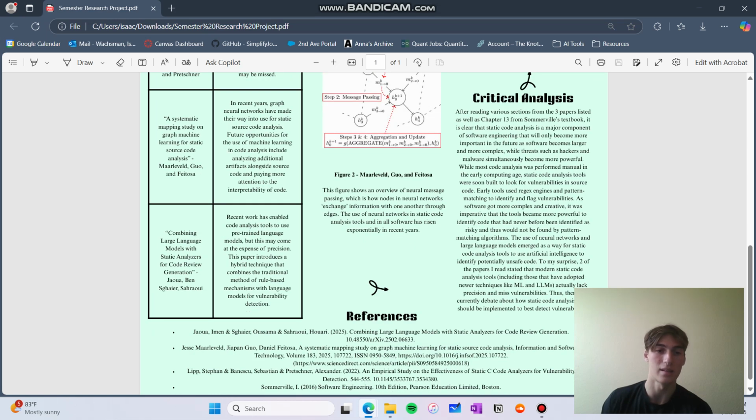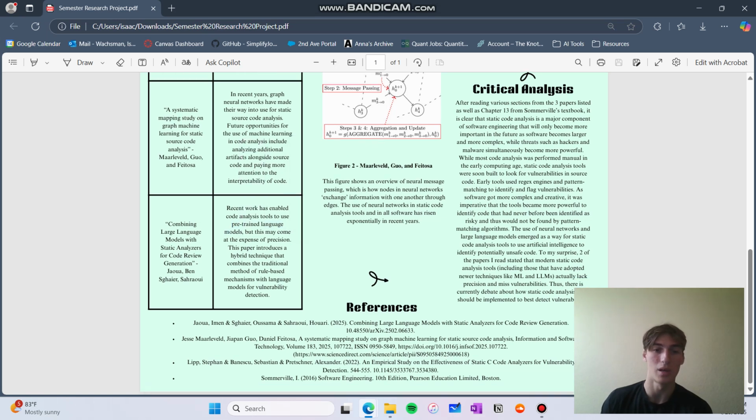And then finally, this last paper showed that recent work has introduced pre-trained language models into static source code analysis tools, but these might not be the most precise and might miss a lot of the vulnerabilities. So this paper introduces a hybrid technique that combines traditional and new techniques.